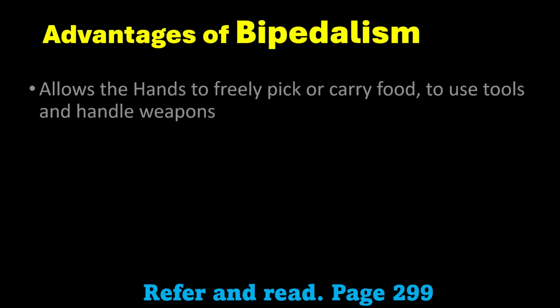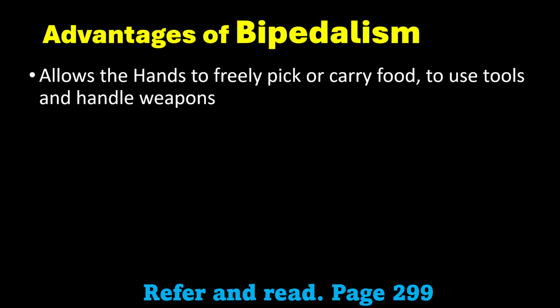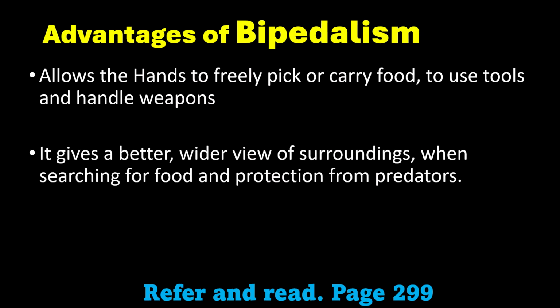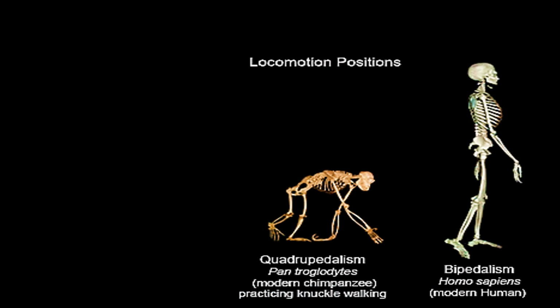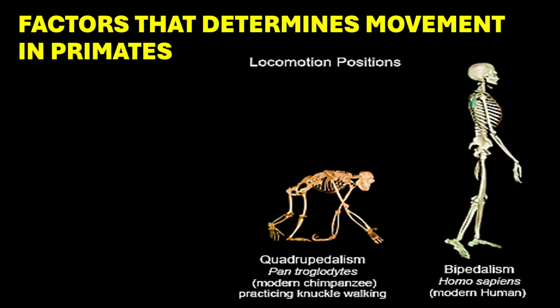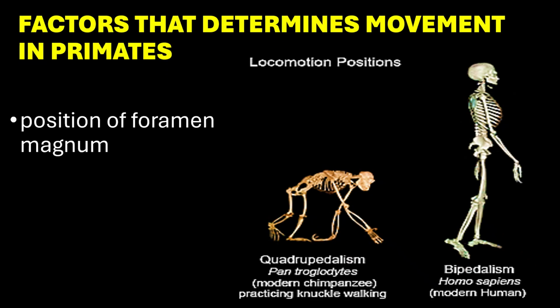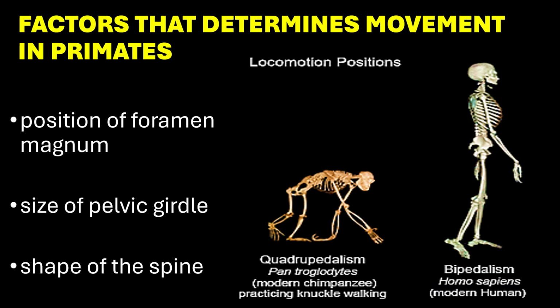Then we need to look at the advantages of bipedalism. It allows the hands to freely pick or carry food, to use tools, and to handle weapons. And then it gives a better, wider view of surroundings when searching for food and for protection from predators. And then it also makes movement much easier and more energy efficient. So those are the advantages. And this is a depiction of movement in primates. Another word for movement is locomotion.